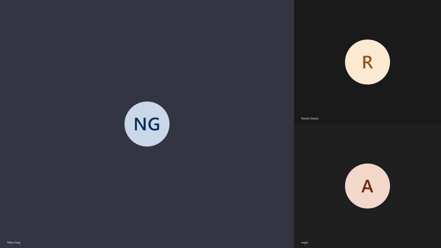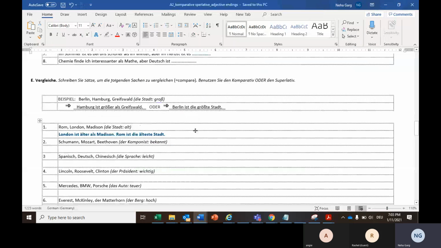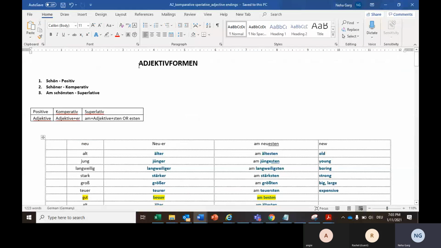Today's class, we will be learning adjective forms. So, you all know what adjectives are, right? Be it in English or in German. Now, as you all know, we have different forms of adjectives. Adjektivformen, the forms of adjectives. My screen is visible, right?